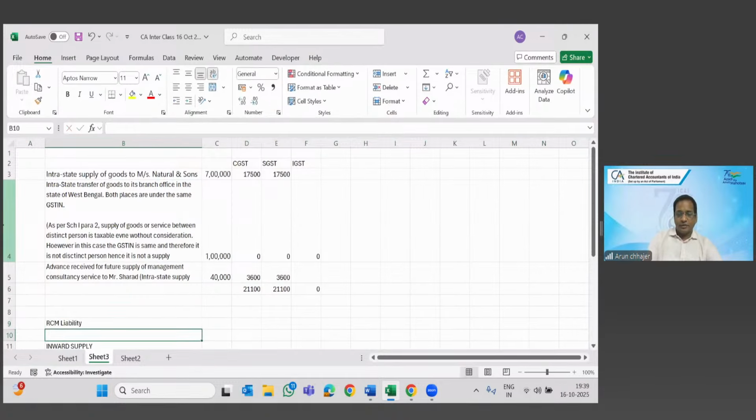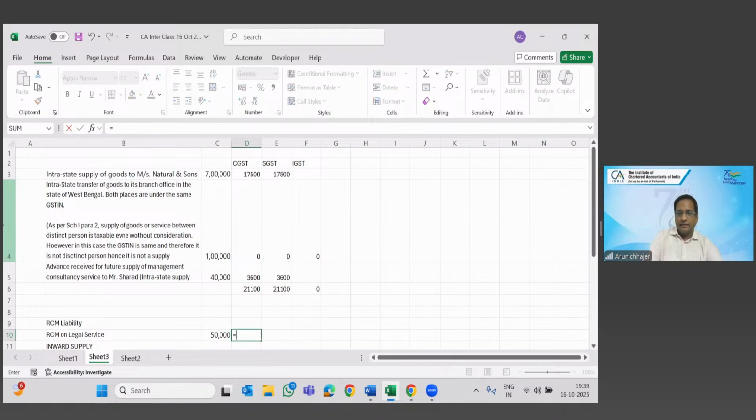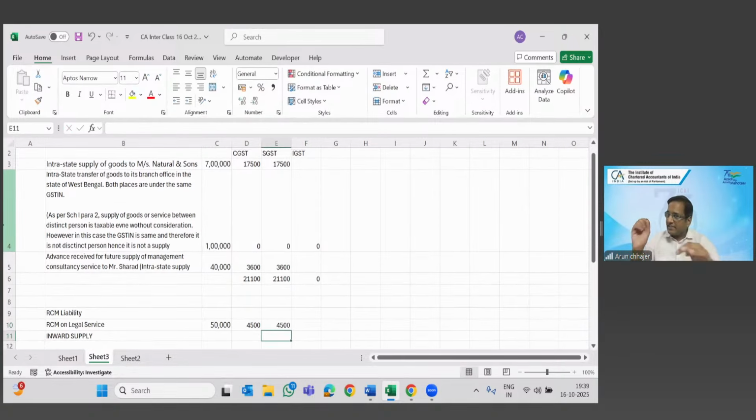Always cash. So, RCM on legal service. What is the amount? 50,000. And tell me one thing: will RCM be always CGST and SGST? क्या RCM हमेशा CGST and SGST होगा या it can be IGST also?